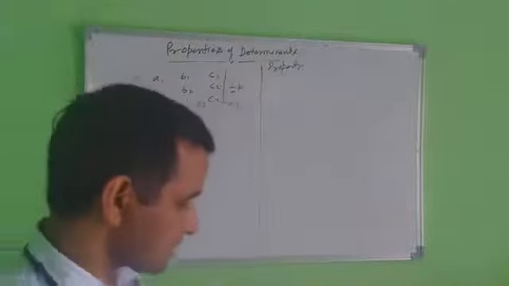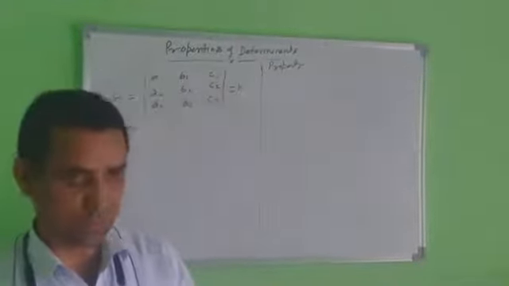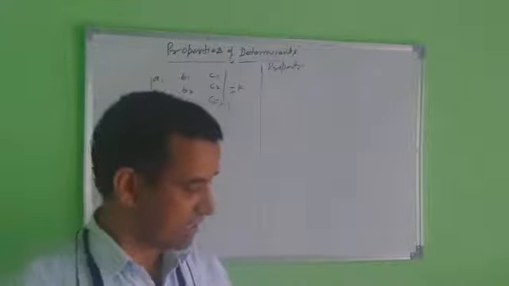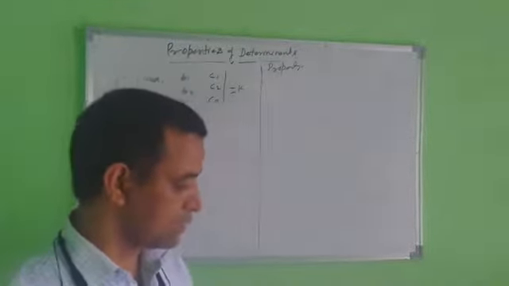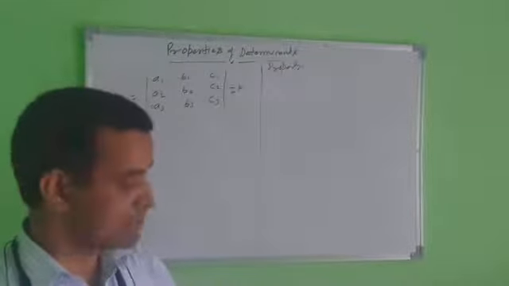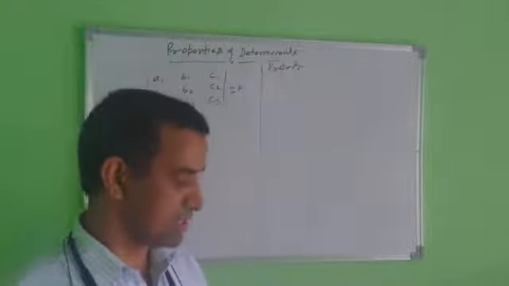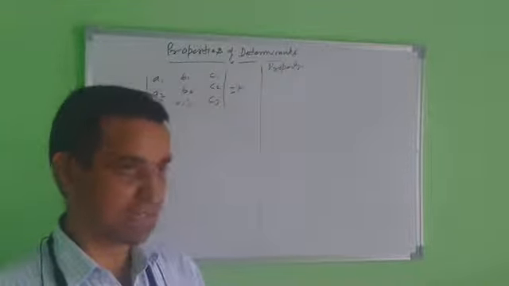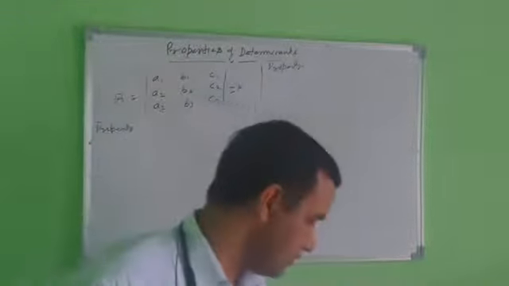Yes class, the next property is the last property of this topic, property number 6. Property number 6 says, if the elements of any row or column of a determinant are added to equimultiples of the corresponding elements of another row or column, then the value of the determinant remains the same. What is the meaning of this property?